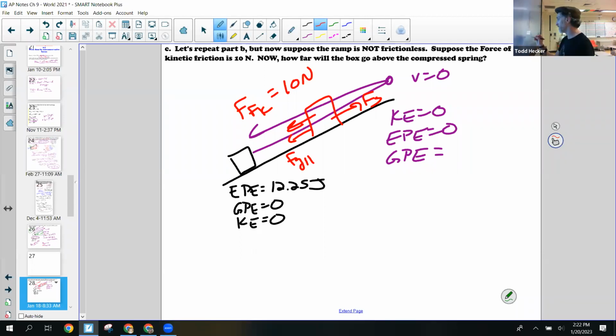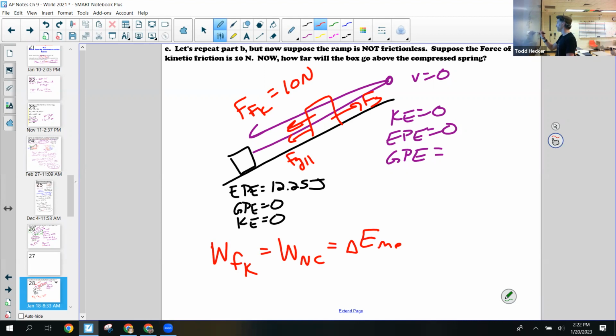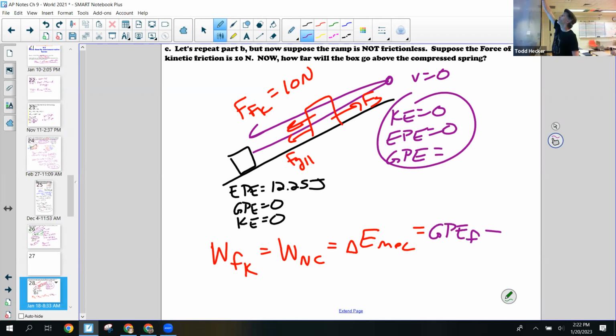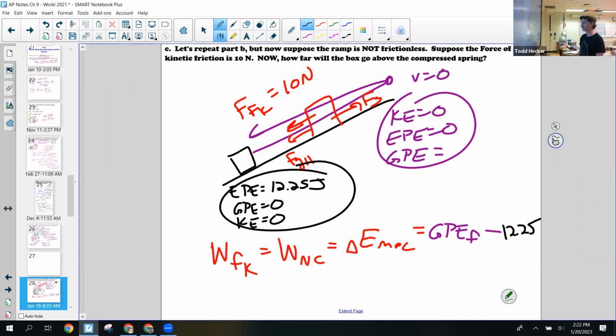So here's what I'm going to do. The work that friction does, it's kinetic friction, right? That's the same as the work done by non-conservative forces. That's my change in mechanical energy, which looks like the total energy at the top minus the total energy at the bottom. Cool. So what do we know?